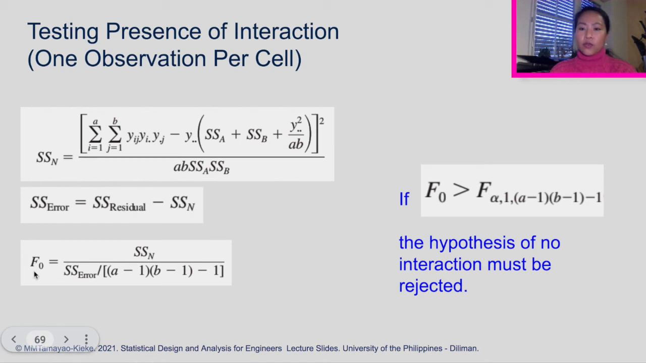To compute F naught, you just get the ratio between SSN and SS error divided by the quantity (a minus 1) times (b minus 1) minus 1. If your F naught is greater than the critical value for F at significance level alpha and degrees of freedom 1 and (a minus 1) times (b minus 1) minus 1, then the hypothesis of no interaction must be rejected.